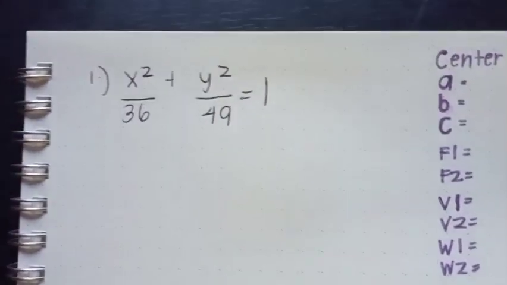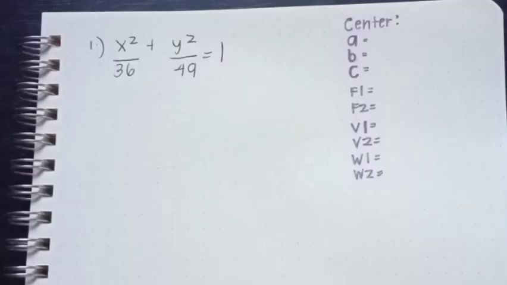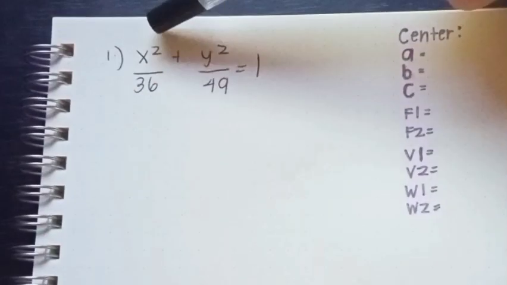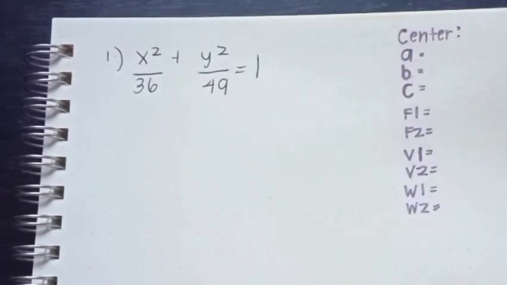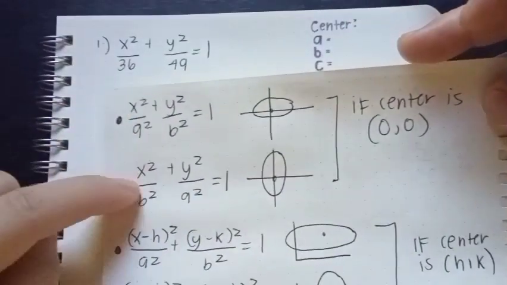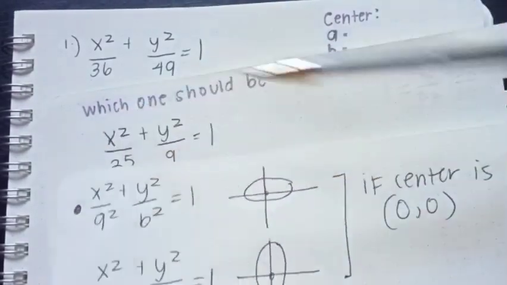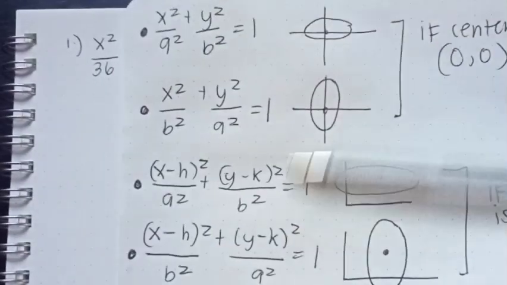x squared over 36 plus y squared over 49 is equal to 1. So how are we going to solve this? First, we have to find the center. Since it's x squared and y squared, the center is 0, 0, and it's going to be like this or this. But if our center is at h and k, then we have more choices here.